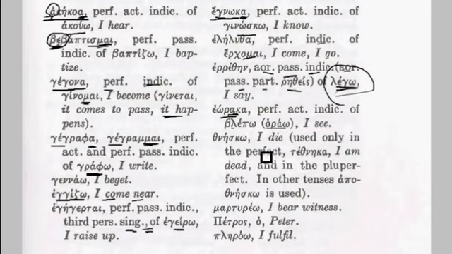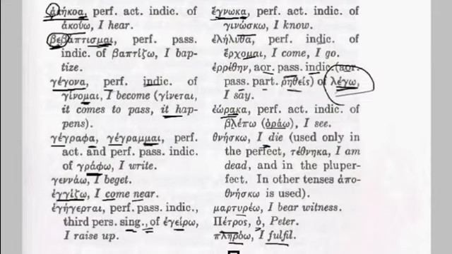Thnesko, "I die," is used only in the perfect, and the perfect form of this is tethneka, and it would be "I am dead." I died in the past and continue to be dead, usually used metaphorically in the New Testament, of course, in the sense of being dead to sin, that sort of thing. You could probably identify texts where that particular usage is found. Martyreo, "I bear witness." We've had the word martyr and martyria, so there's no surprises there. Petros, the name for Peter in the New Testament, and of course you're familiar with that. This is a word that derives from a Greek word that means a rock, and so it's connected to that.